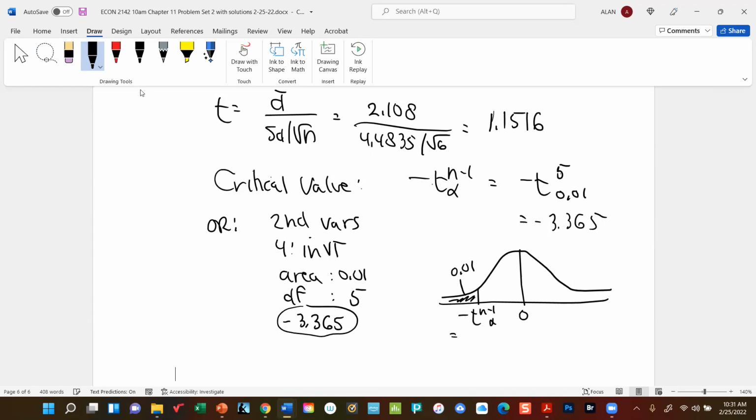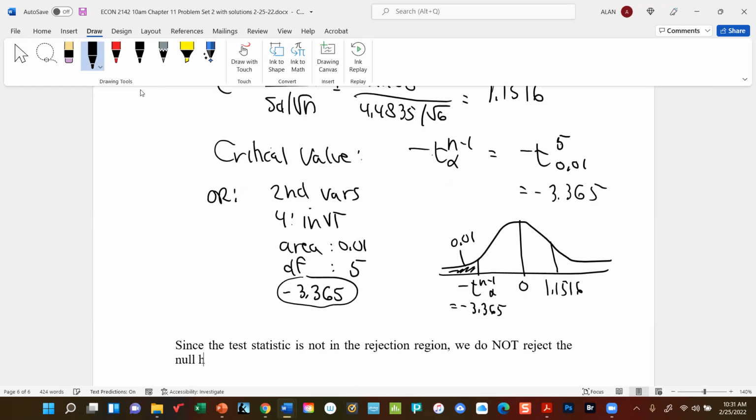Okay, so that's negative 3.365, but the test statistic is way up here somewhere. It's not even close to the rejection region. So since the test statistic is not in the rejection region, we do not reject the null hypothesis that the mean difference is 0.